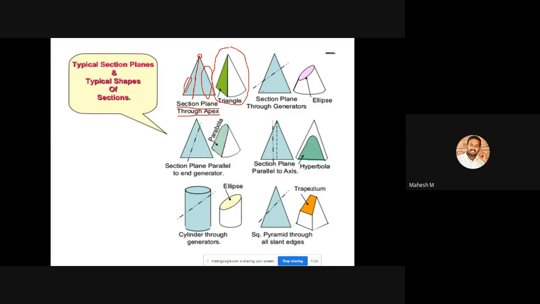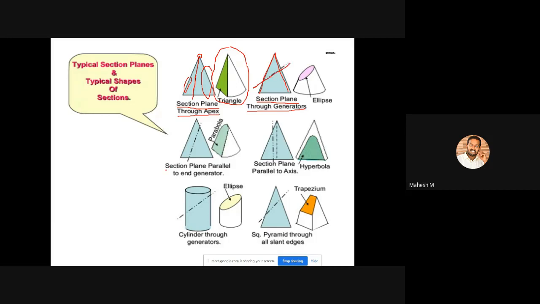Okay, so the next diagram is also a cone. The second diagram. So here the sectional plane passes through the generators. So what is called a generator? This line is one generator and this line is another generator. So this sectional plane passes through your generators. That means it should pass through the 2 generators. So we have created a sectional line that is passing through 2 generators.